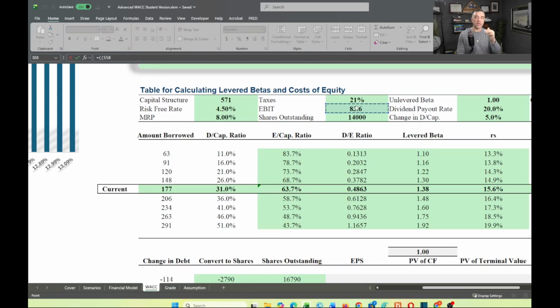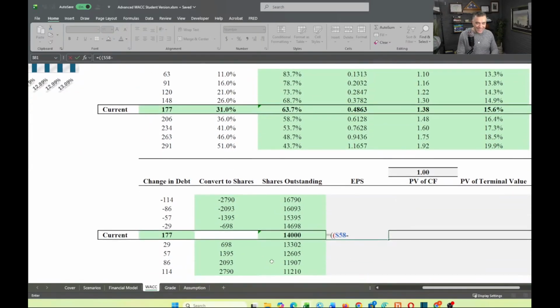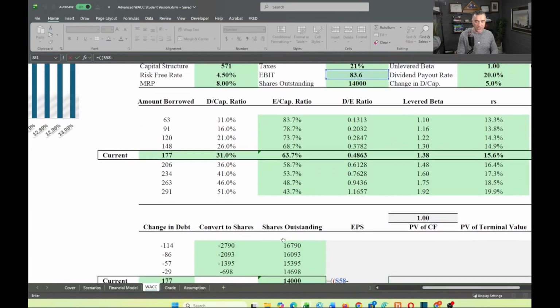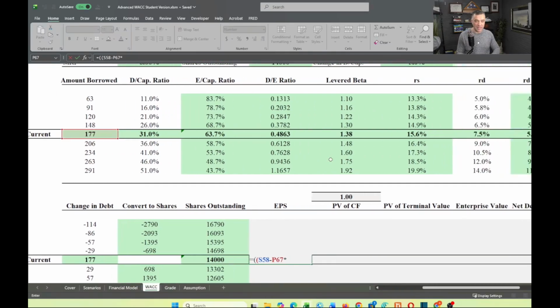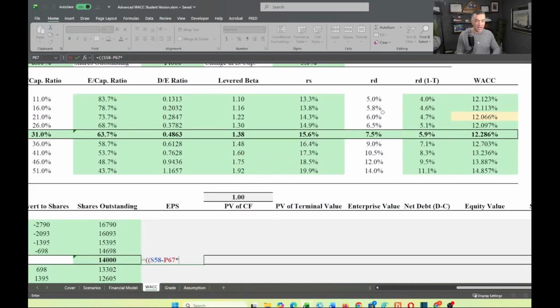So what we want to do on the income statement, earnings before interest, I have to subtract out the interest. At this level of debt, here's the amount borrowed, and I want to find out all levels of amount borrowed. I want to find out what's the interest payment, and I'm going to multiply that times the cost of debt. You want the before-tax cost of debt, not the after. So I'm going to multiply it times that rate.